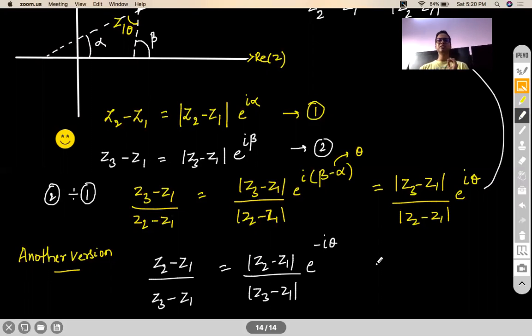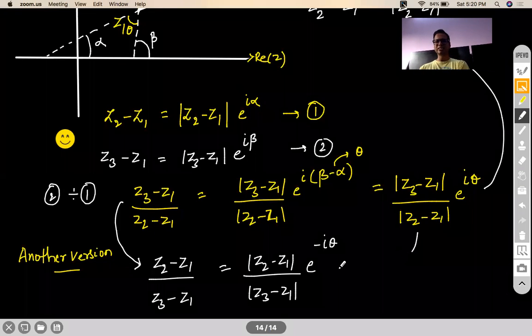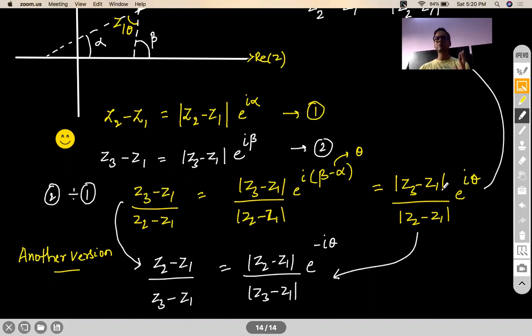Guys, let me tell you, this is the same thing as what you have written. You have just reciprocated both sides of the terms. So you have reciprocated this and you have reciprocated this. So when you reciprocate it, e to the power i theta will automatically become e to the power minus i theta. Okay. Now, when you see these two versions in your textbooks that you are referring to, it confuses you.